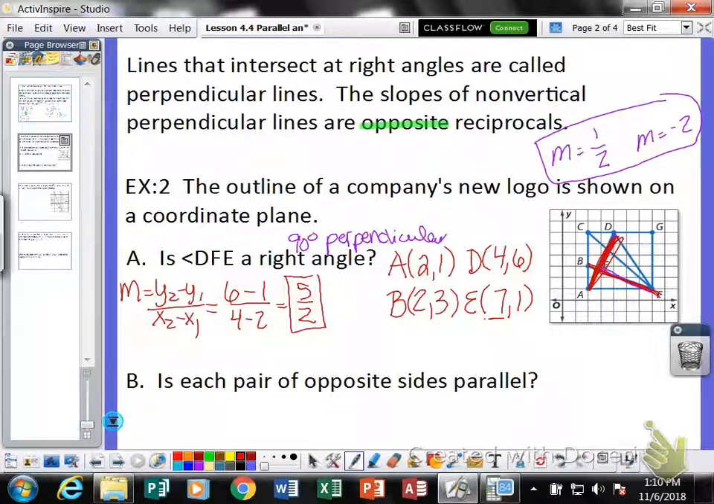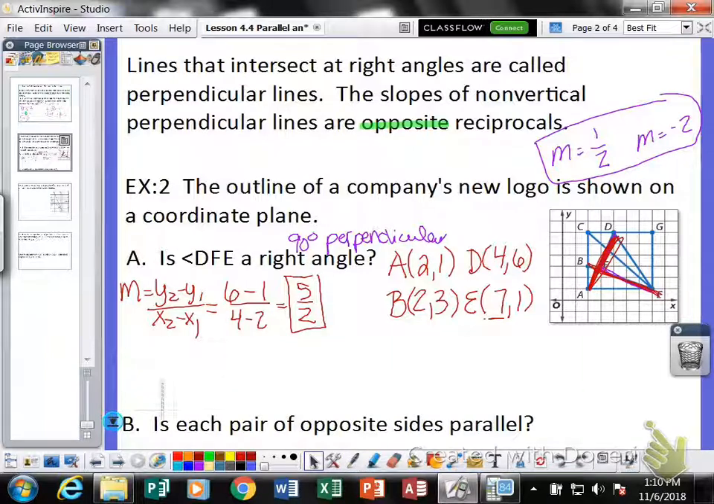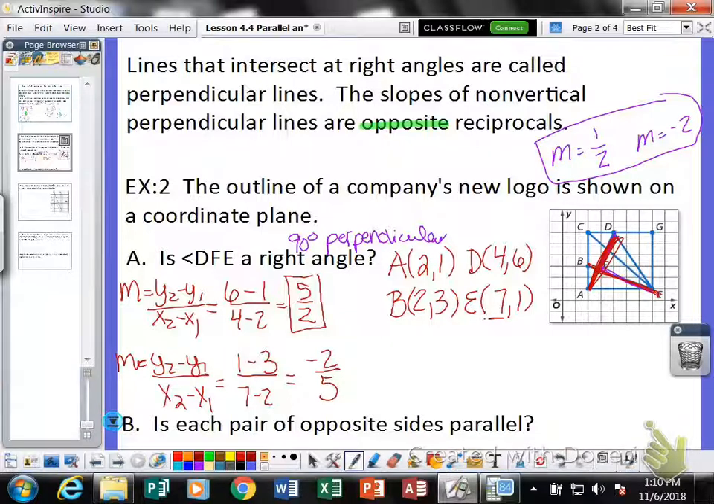For the next one, slow this down a little bit. So for the next one, m equals y2 minus y1 over x2 minus x1. So now I want to look at B and E. So I have 1 minus 3 over 7 minus 2. I get negative 2 over 5. So here's the slope for that line segment.